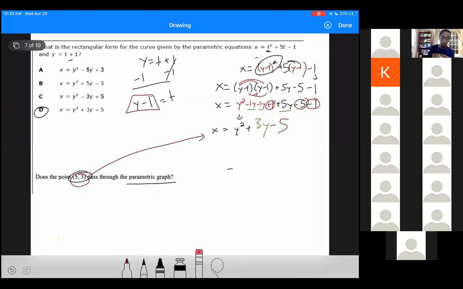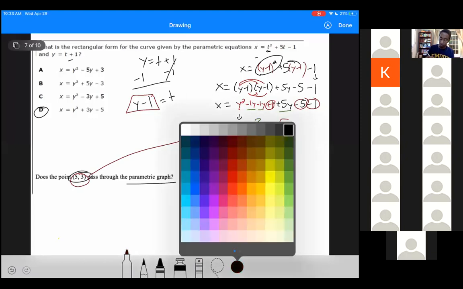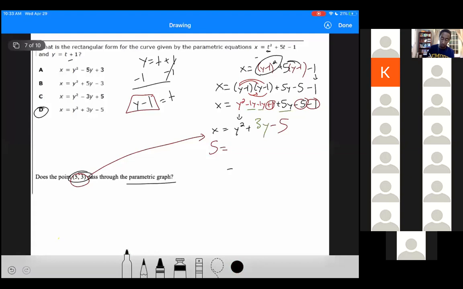We'll talk about that in a minute. Let's plug it into the rectangular here. So x equals 5, y is 3, so 5 equals 3 squared plus 3 times 3 minus 5. So we just plugged in x and y, the 5 in for x, the 3 in for y. 5 equals 9 plus 9 minus 5. So 5 equals 18 minus 5. So 5 equals 13. Is that a true statement?